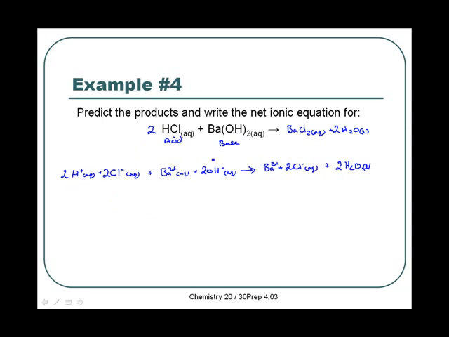So here we go. We're just going to cross out the things that didn't change. The hydrogen did change. It went from hydrogen ions into water molecules. The chlorides didn't change, so we'll cross those out. The bariums didn't change, so we'll cross those out. And the hydroxides did change. They were hydroxide ions. They became part of a water molecule, so our net ionic reaction is this one.